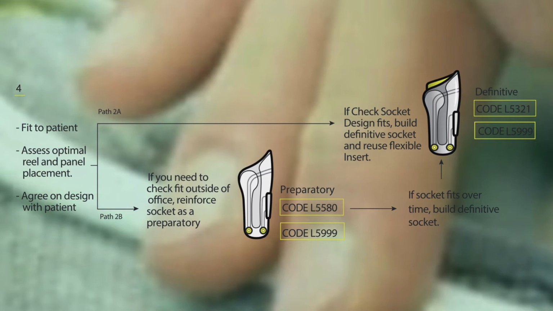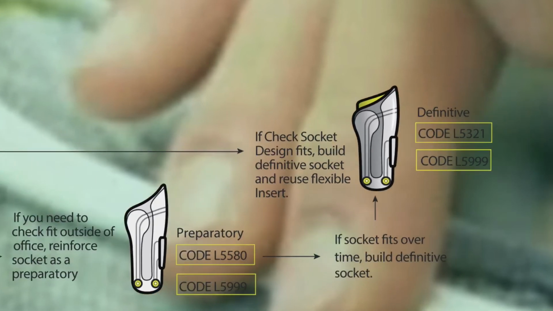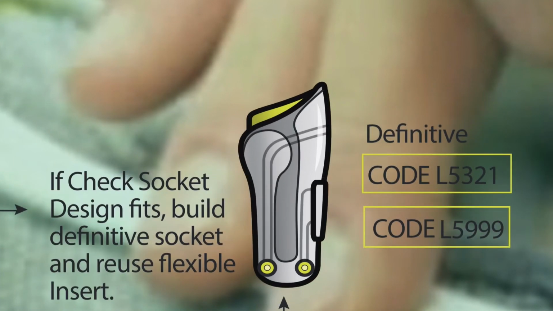If your socket design works well, path 2A, then build the definitive socket using the check socket as your guide. Be sure to use the flexible insert you made earlier for the definitive. Use code L5321, the optional L5999 code, plus any add-on codes that you normally use.